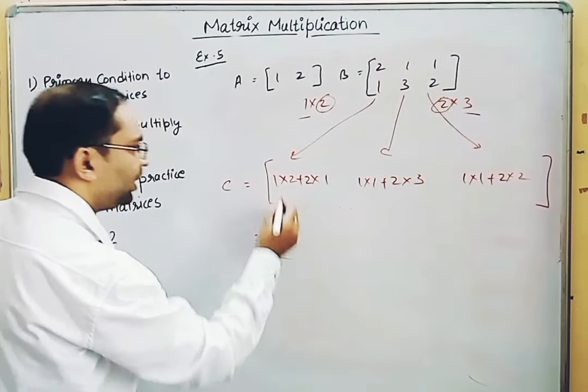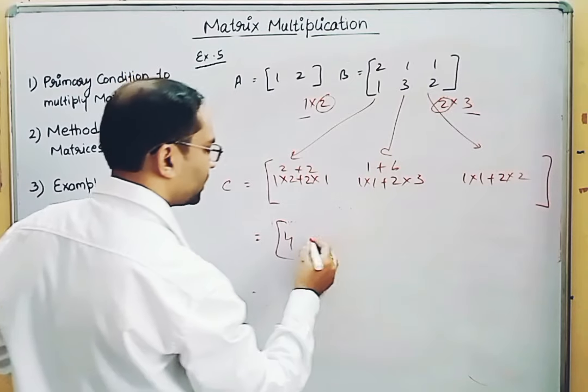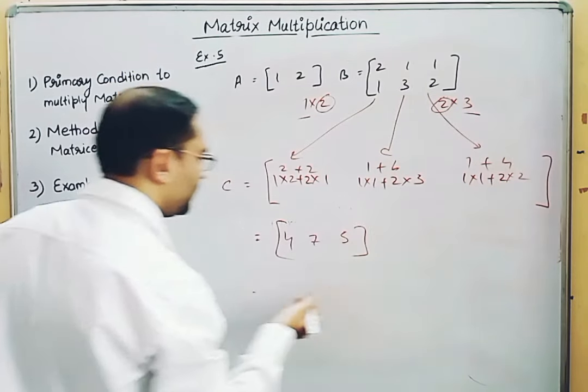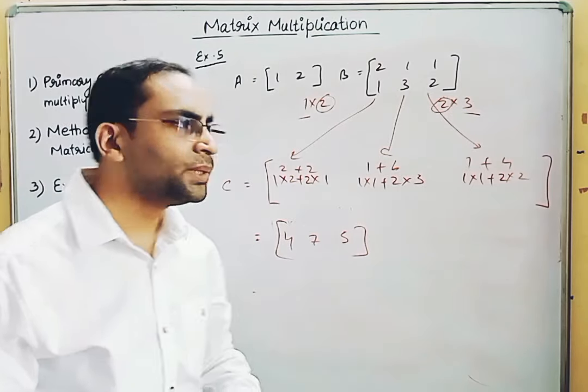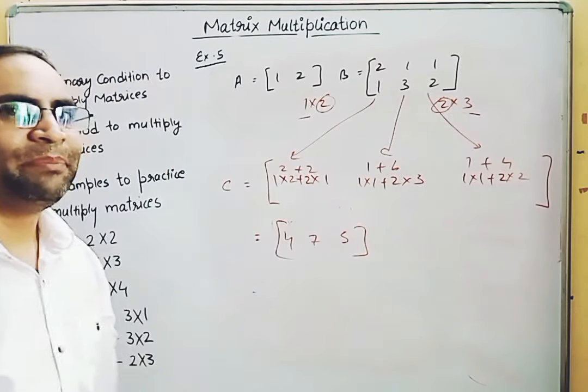Now we solve it. So this will be 2 into 1, 2, plus 2, 2 2s are 4. This is 1 into 1, 1, plus 3 2s are 6, that is 7. 1 into 1 is 1, plus 2 2s are 4. So this is 5. So you can see this is the product of these two matrices, and the resultant matrix is 1 cross 3. So the order of this matrix is 1 cross 3. Now let's see the biggest example.